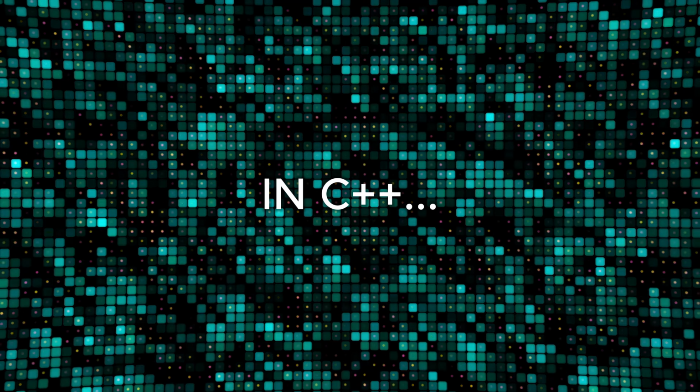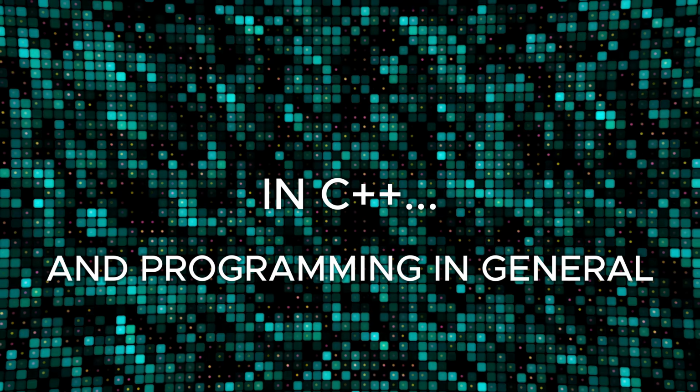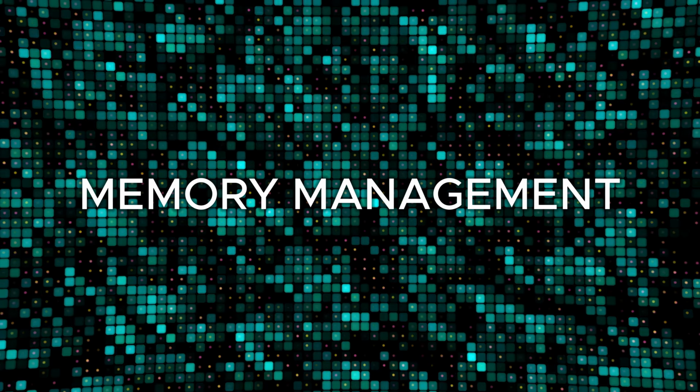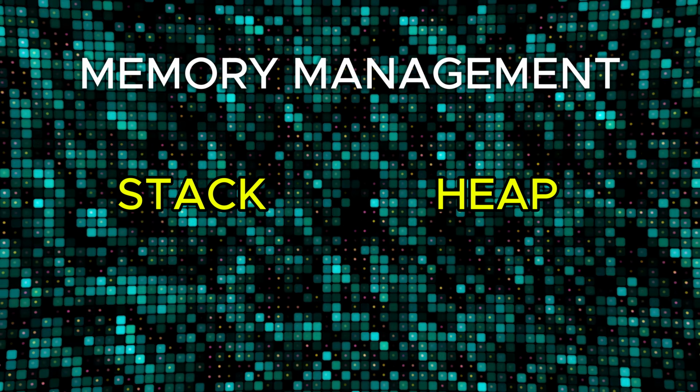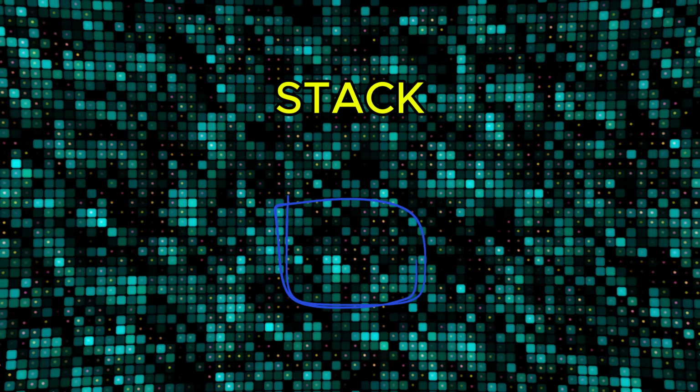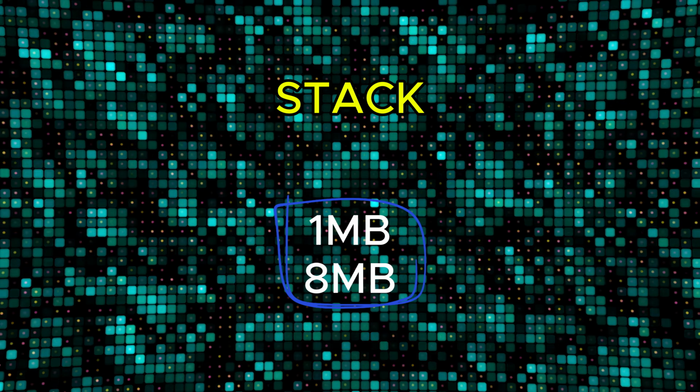You see, while working in C++ and programming in general, there are two main sectors of memory you can use. They are the stack and the heap. The stack is really small and local to the thread of execution. You can think of it as your pockets. You can put your phone or your keys inside and out quite fast. Depending on the compiler you use, it can range from around 1 megabyte to 8 megabytes.